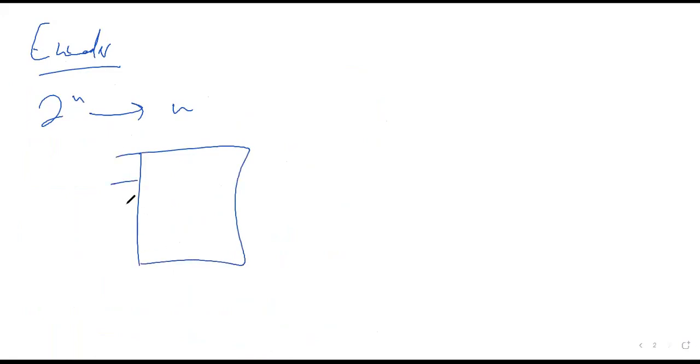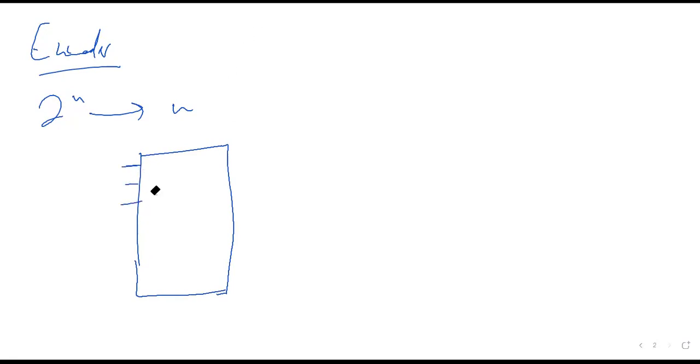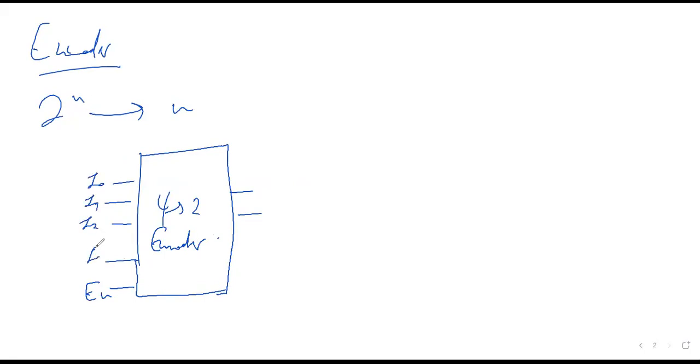Logic block diagram. An example: let's use a 4 to 2 encoder. 1, 2, 3, 4, giving you 2 outputs. So this is a 4 to 2 encoder. Enable. I have I0, I1, I2, I3, Y0, Y1.